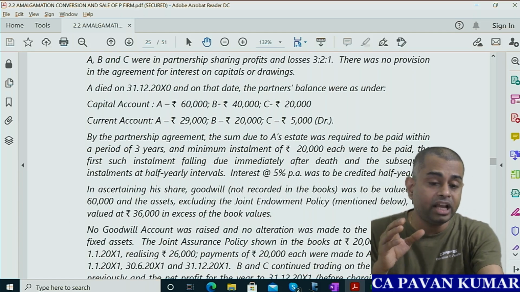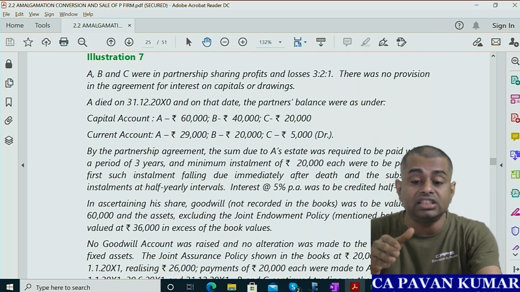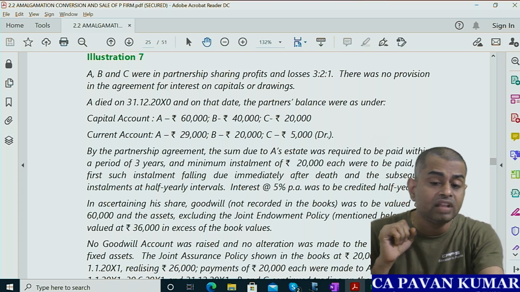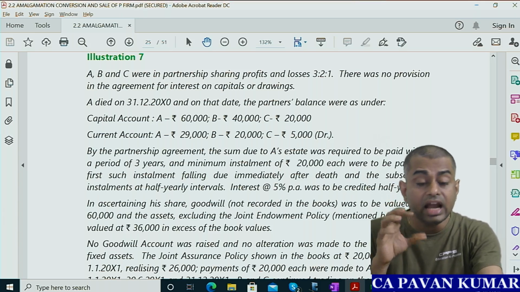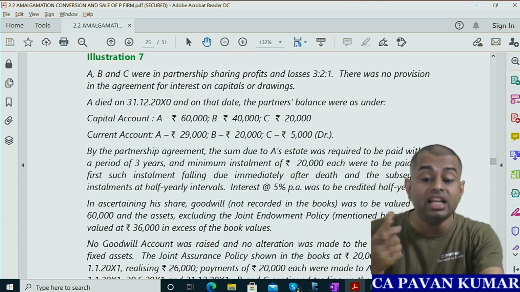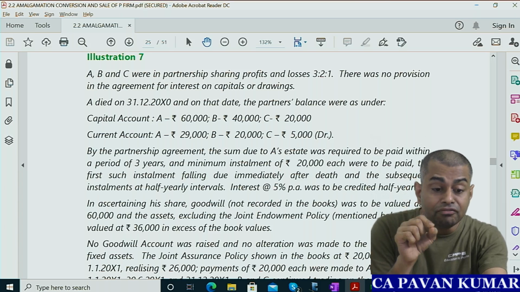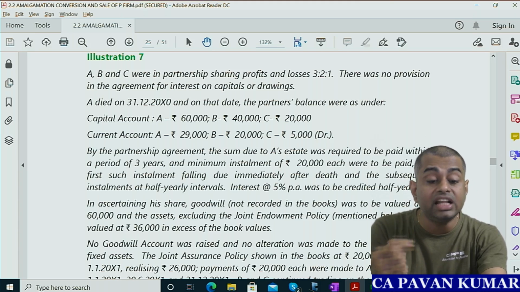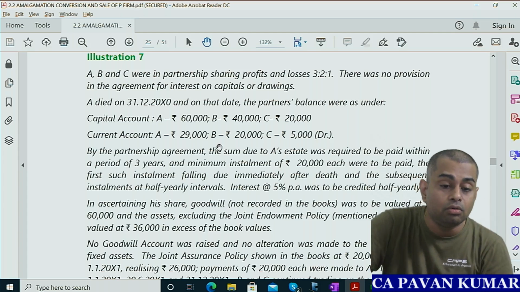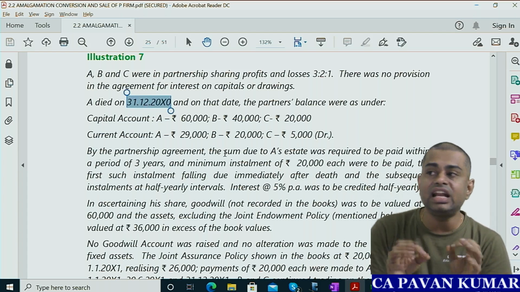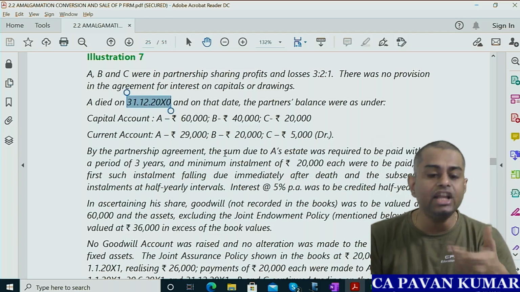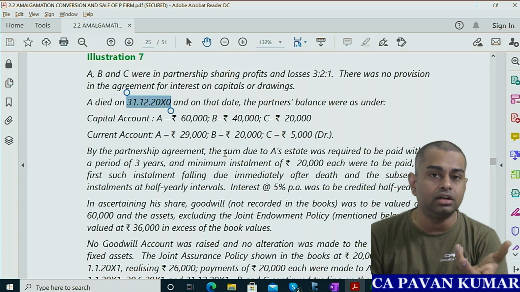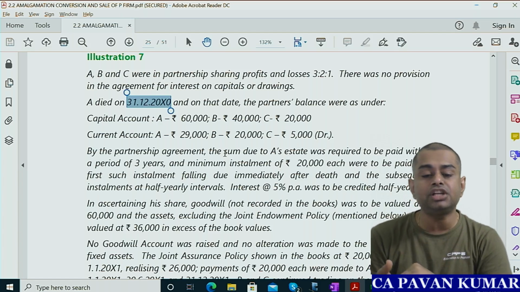Then by the partnership agreement, the sum due to A's estate was required to be paid within a period of 3 years. So you need to pay money to this guy within 3 years. And the minimum installment of 20,000 each were to be paid, the first such installment falling due immediately after death, and the subsequent installments at half yearly intervals. So what is the date on which he died? 31/12/2010. So immediately you will pay 20,000. That means on 1/1/2011 you will pay 20,000. After that, every 6 months you have to pay minimum 20,000.